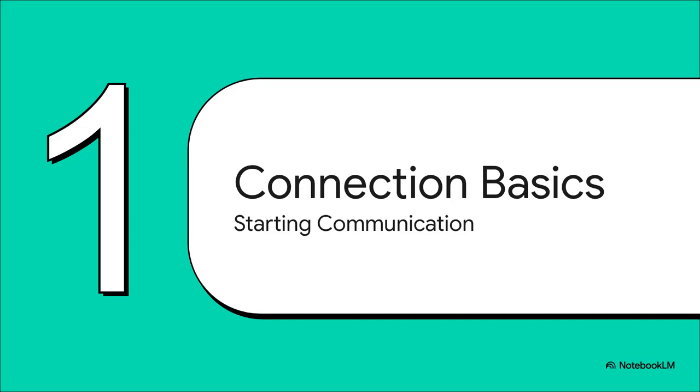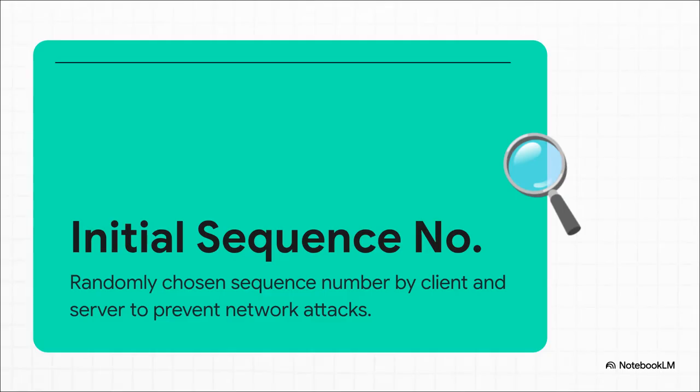All right, Section 1, TCP connection basics. Starting communication. Okay, so before a single drop of data can actually flow over the network, these devices need a starting point. And the really crucial thing to grasp here is that both sides don't just start counting at zero. Actually, when the SYN flag, which stands for synchronize, is turned on, both the TCP client and the server generate a totally random initial sequence number, or ISN.